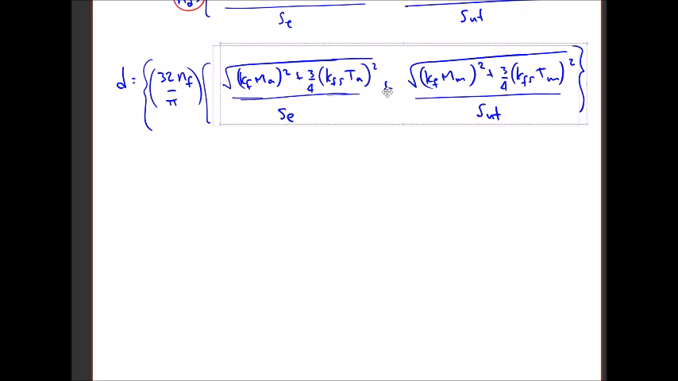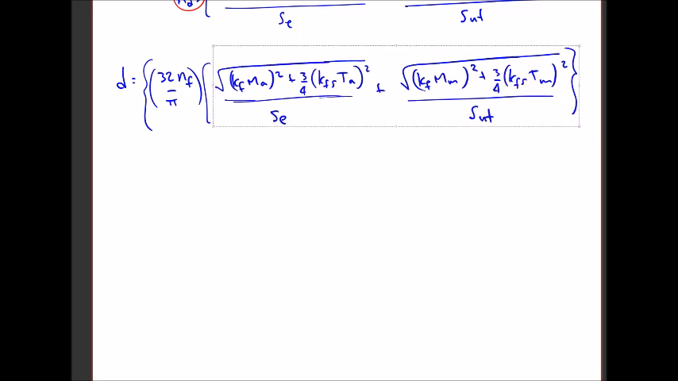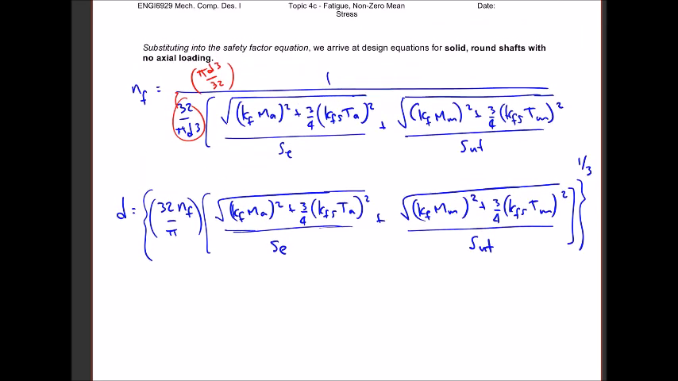Okay, let me bring that over here, running out of space. Okay, so I got to close my square brackets. I got to do my giant curly braces, and it's all to the power of 1/3. So once again, that is only for solid round shafts with no axial loading.